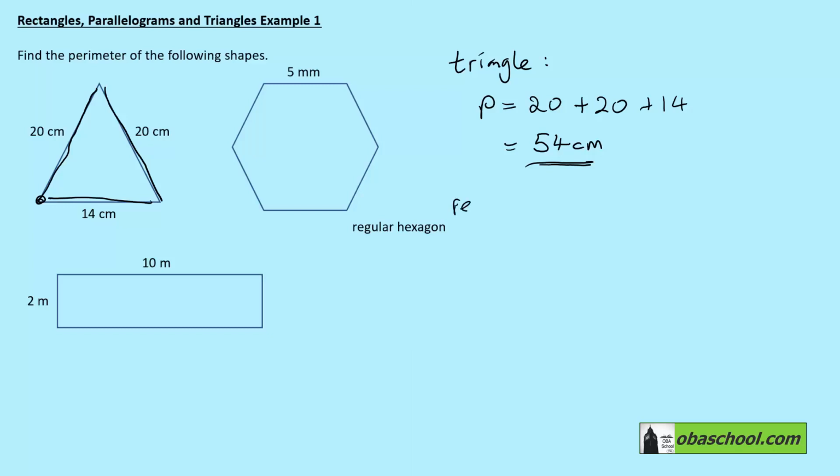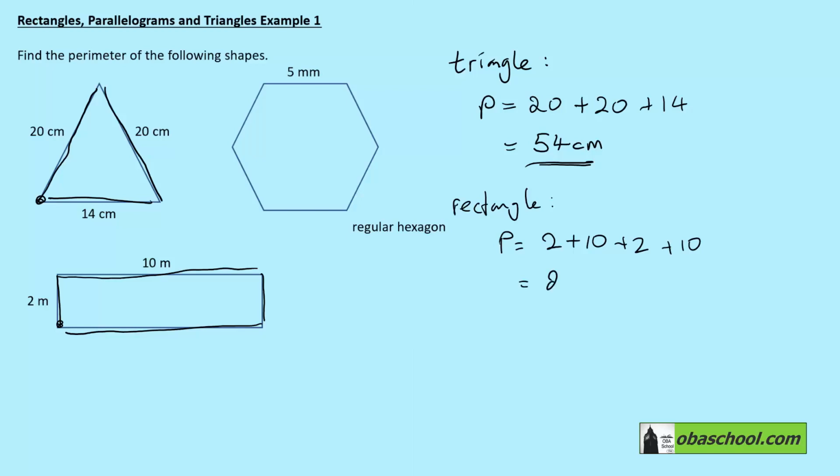So let's do the rectangle next. If I start here, P is equal to 2 plus 10 plus 2 plus 10. And that gives me 24, in this case, meters.